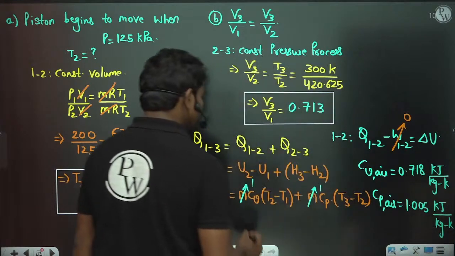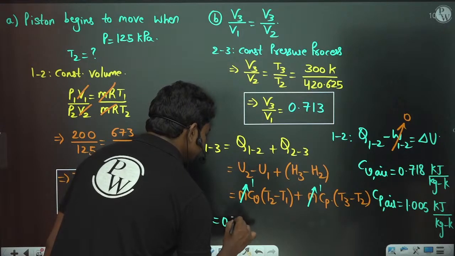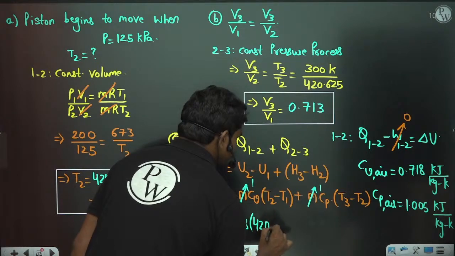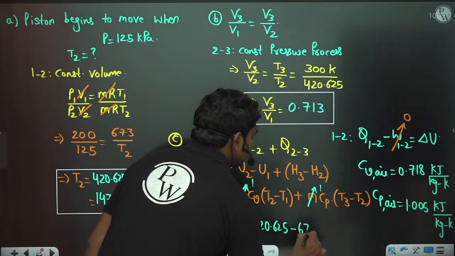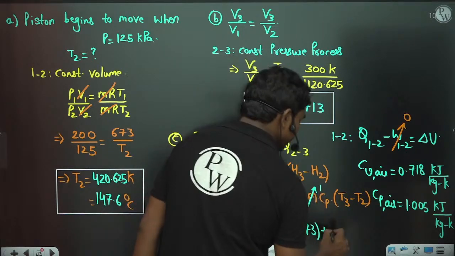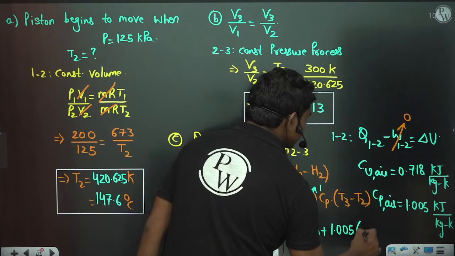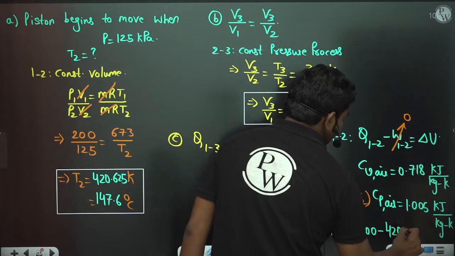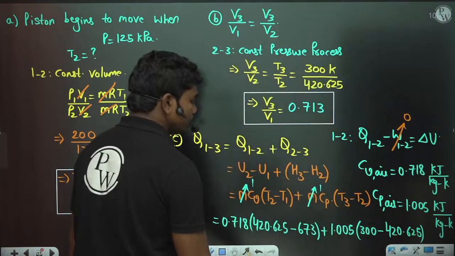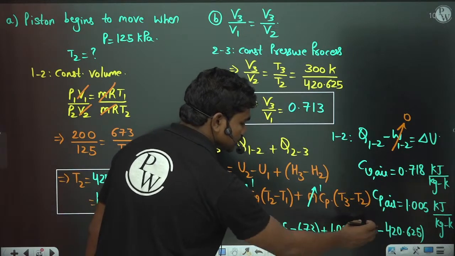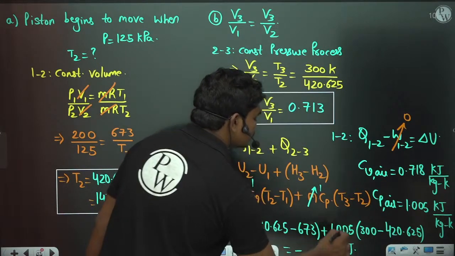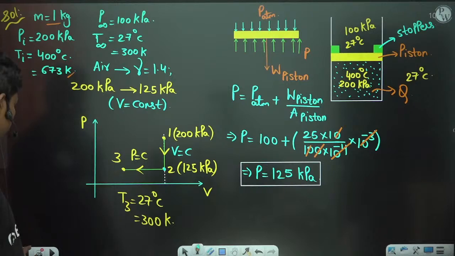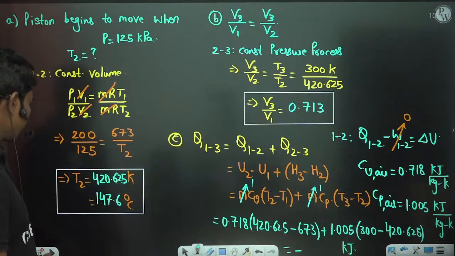So Cv 0.718 times T2 minus T1. T2 is 420.625 minus T1, which is 673, plus Cp, which is 1.005, multiplied with T3, 300 Kelvin, minus T2, which is 420.625. If you simplify, the answer is going to be negative, of course, because these are negative terms. Because we have kept the Cp and Cv values in kilojoule per kg Kelvin, the answer is going to be in kilojoules. The options are also given in kilojoules. So let us calculate that value.